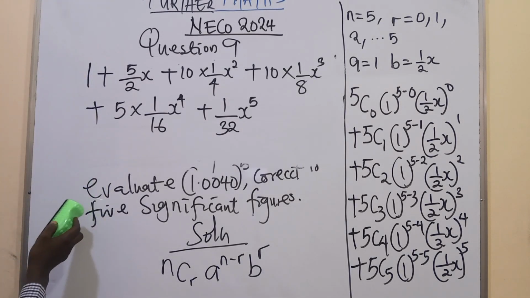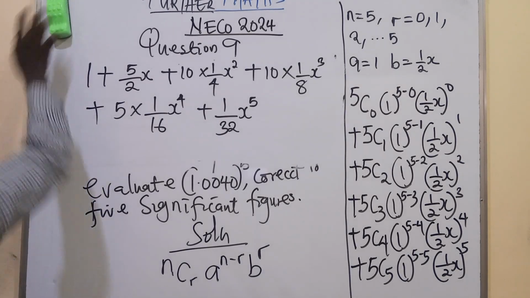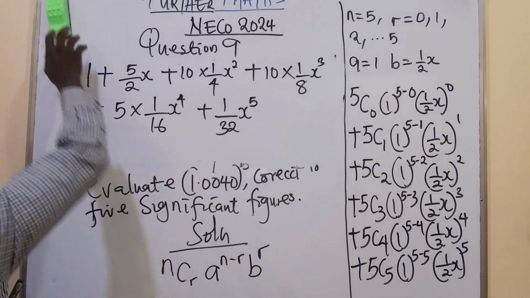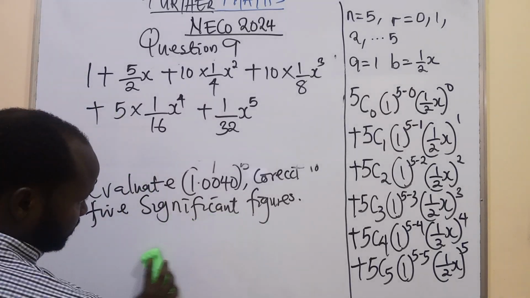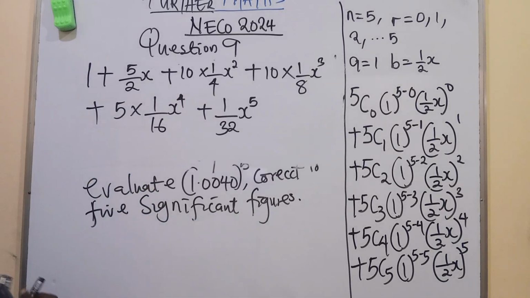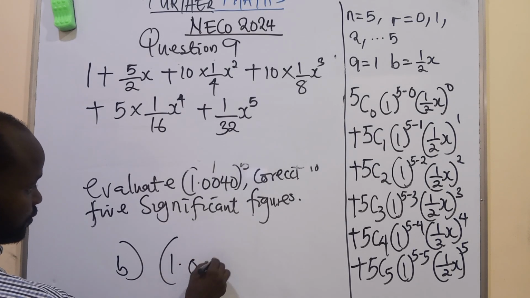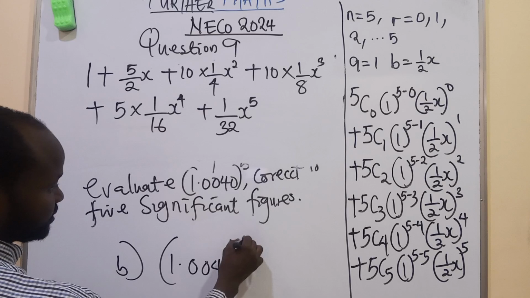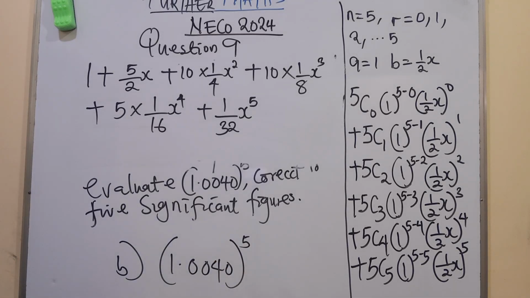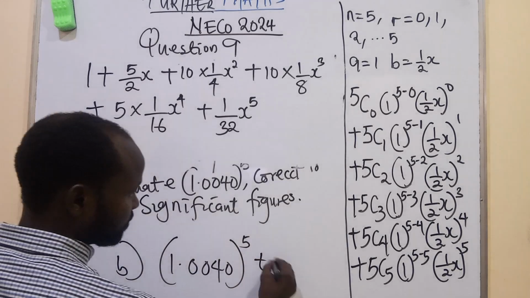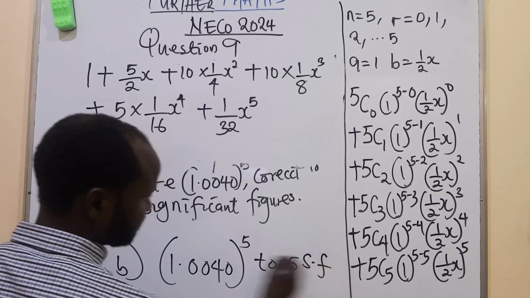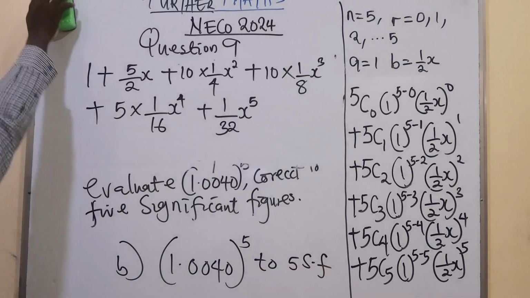Let me remove this, but before I do that, let me write down what we are asked to expand. The B part, we are asked to expand this using what we have up there, correct to 5 SF, 5 significant figures. Let me write it here because I need to clean that. Let me bring the B down here.